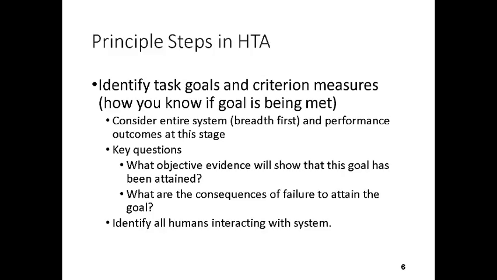First, we identify the task goals and the criterion measures, how we know if a goal is being met. This is the very first thing we do. The criterion part of it is what we just got into when we mentioned successes and failures. Here we're asking, how do we know if the goal is being met? That's part of the criterion measures.